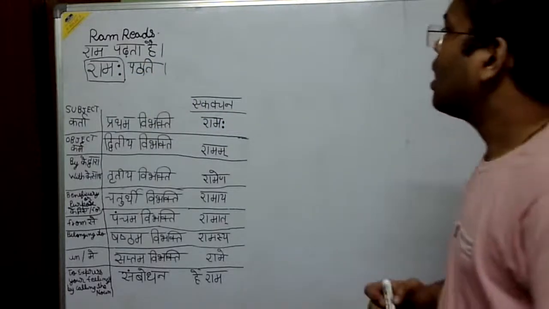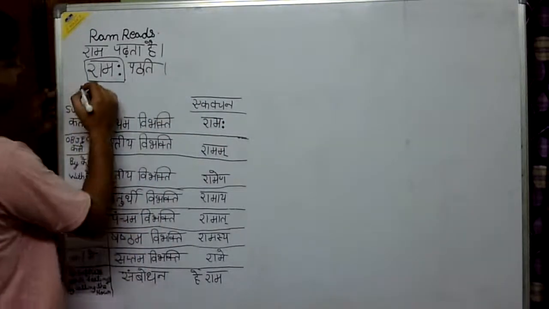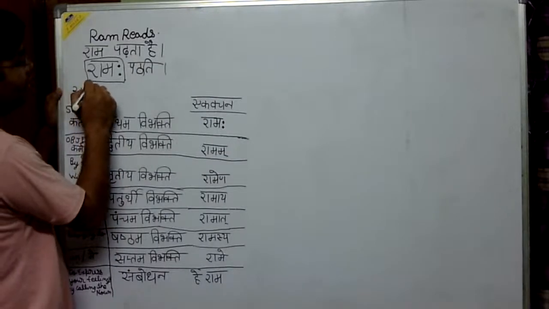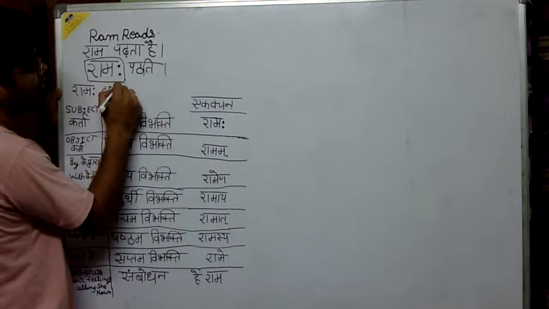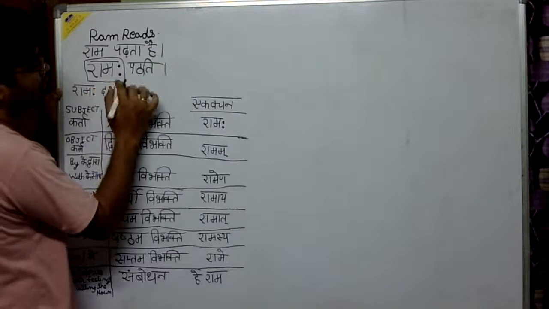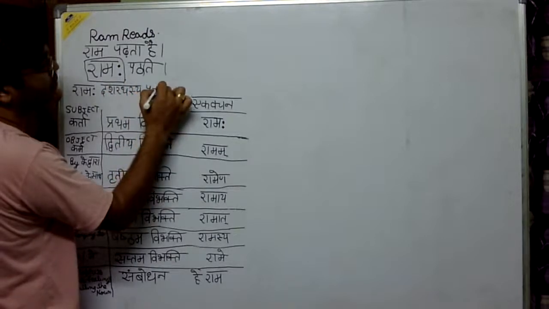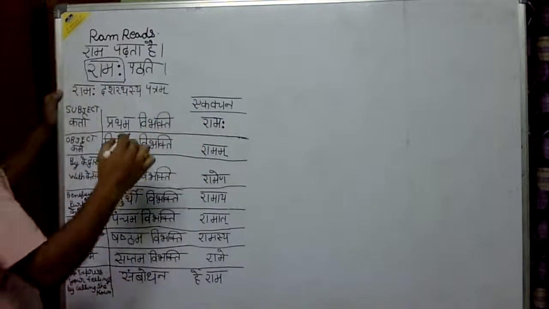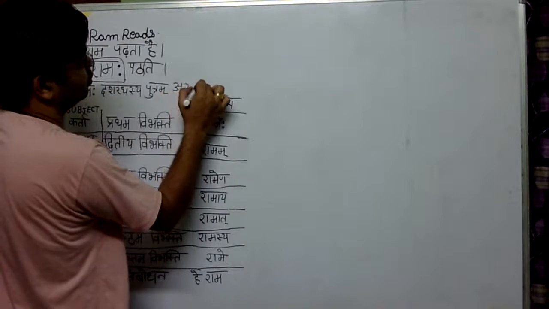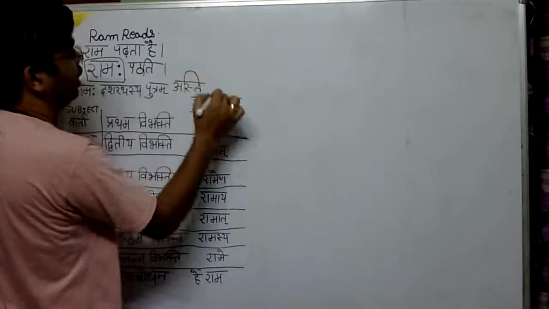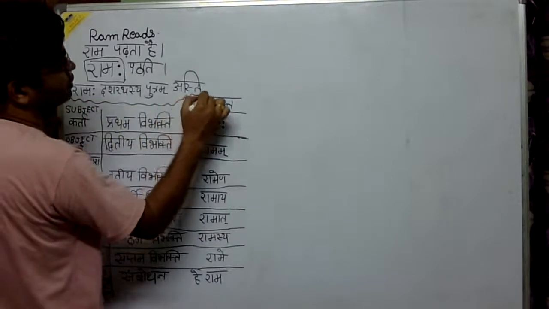Again, a next sentence I may write: रामः दशरथस्य पुत्रम् अस्ति.